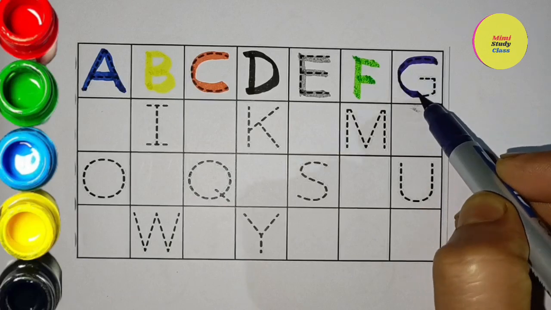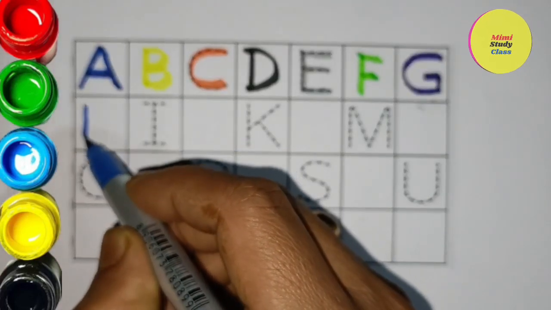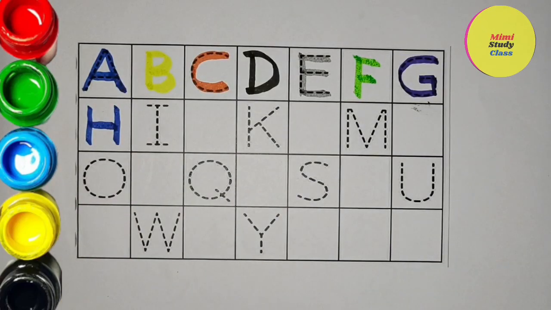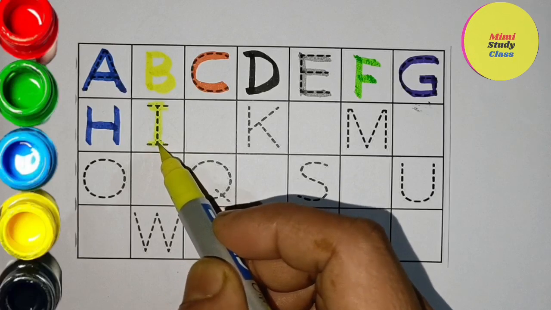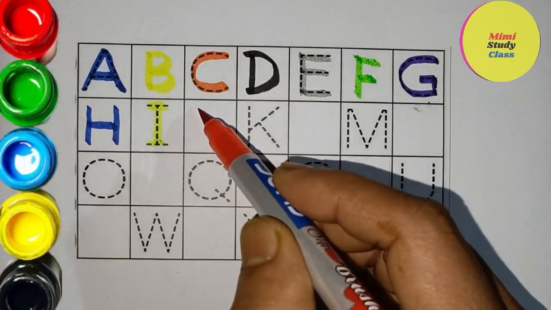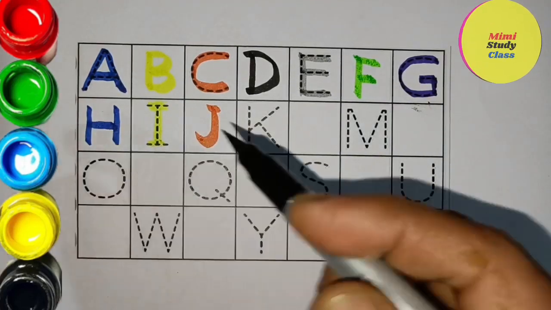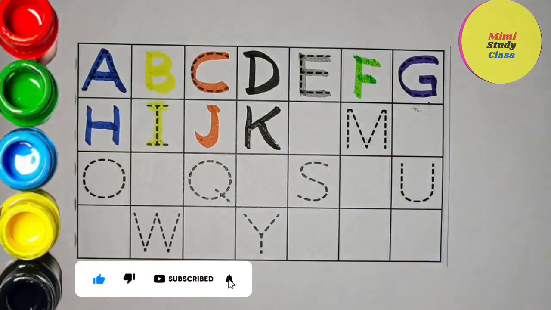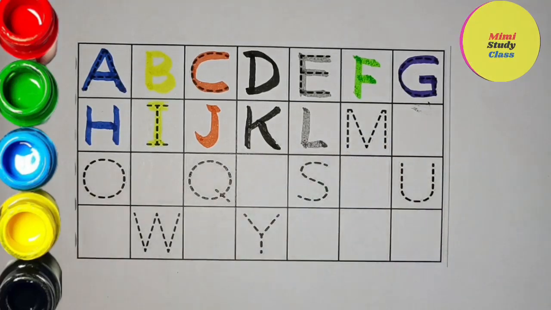Blue color. G for goat. H for horse. I for ice cream. J for jug. K for kite. L for lion.